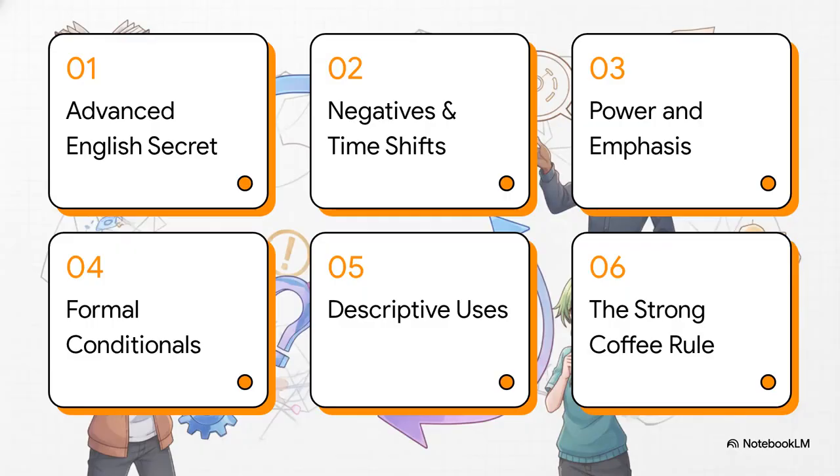Okay, let's dive into this and look at our roadmap for mastering this tool. We'll be hitting 6 key flavors today. 1. The secret to advanced English. 2. Negatives and time shifts. 3. Adding power and emphasis. 4. Elevating formal conditionals. 5. Descriptive and everyday uses. And we'll wrap it all up with 6. The strong coffee rule. Let's get moving.